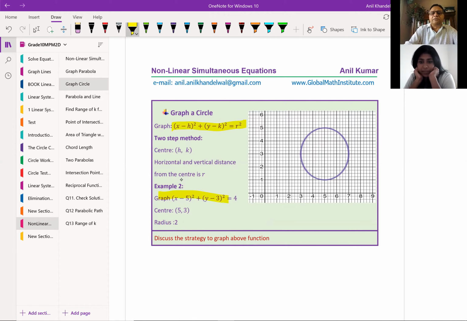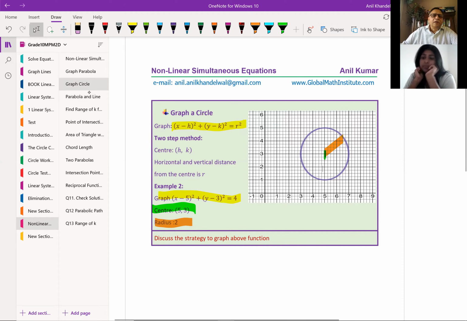So we have the equation right here in example 2. As we've learned, h and k are the center. So that would be 5 and 3. And the radius would be the square root of 4, so that would be 2. So that would just be the vertical and horizontal lengths. Correct. So you got the circle.